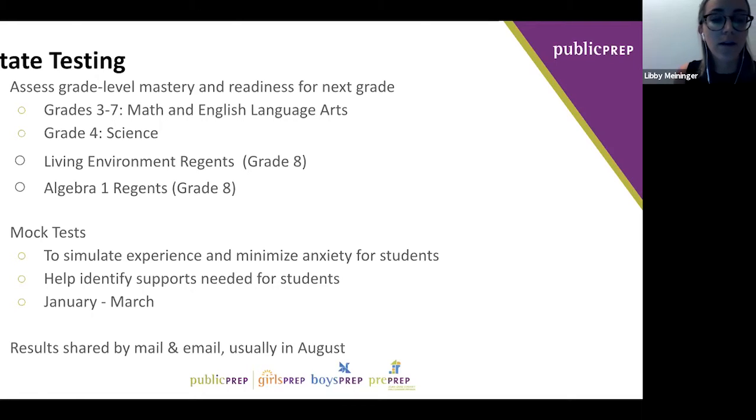And then just one other note about state tests. The state does share results with families and schools, usually by mail and email, sometime around August. So these tests are really important in understanding our students' achievement, but they're less helpful for us in making decisions because we don't wait until August to evaluate how our students are doing. If we waited until August, we'd be behind in making a lot of decisions, which is why we really rely on those other assessments that we've reviewed.